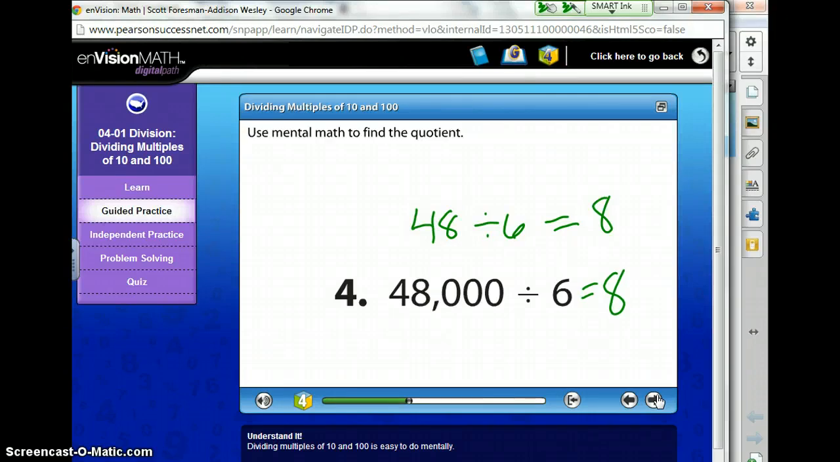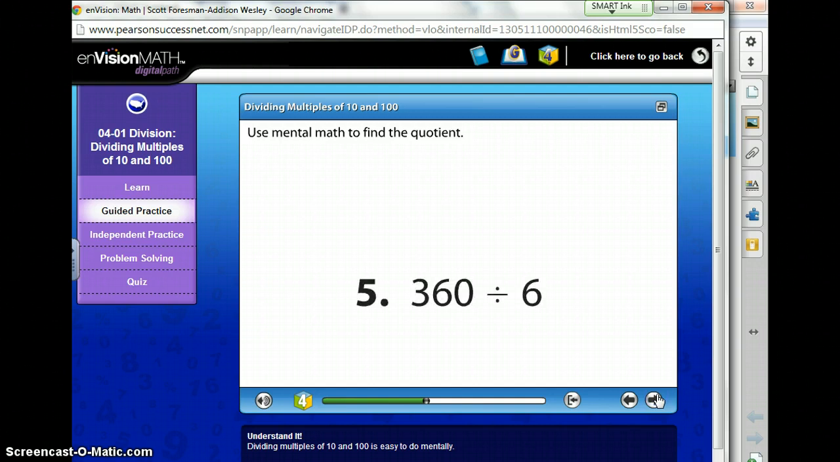But is that it, Kiara? No. What do we need to do next? Put in 3 zeros. I'm going to check without drawing in. Is 8,000 times 6 equal 48,000? We can do that in our heads. Good work, 5th graders.